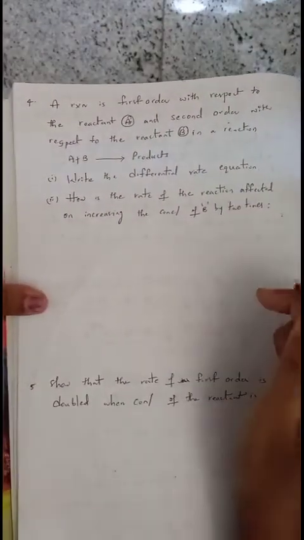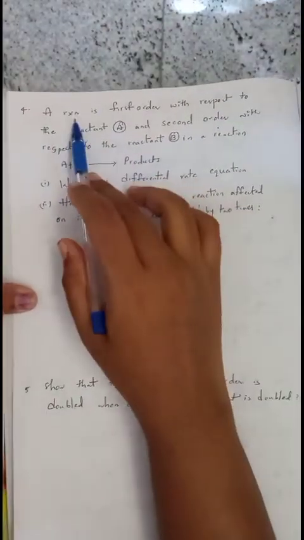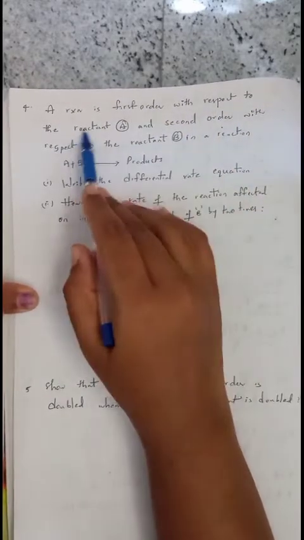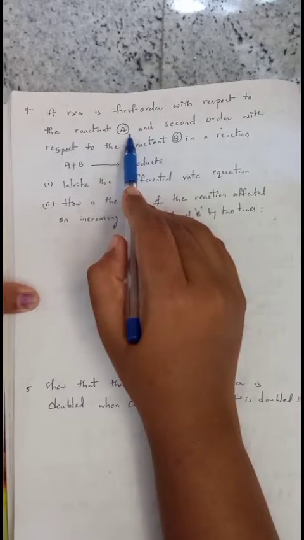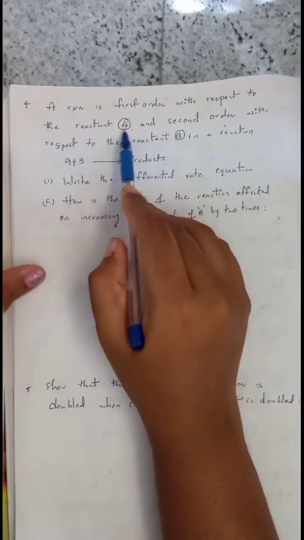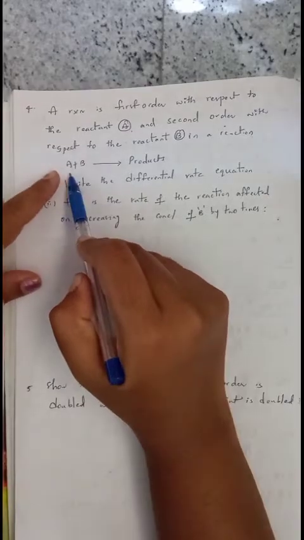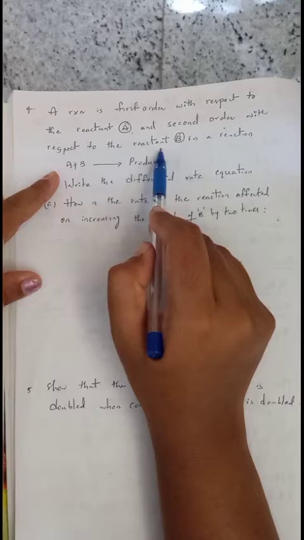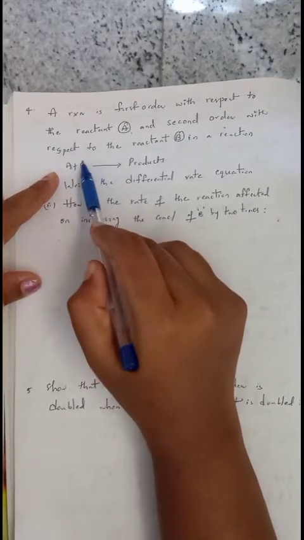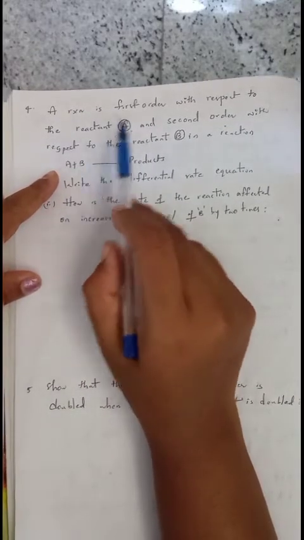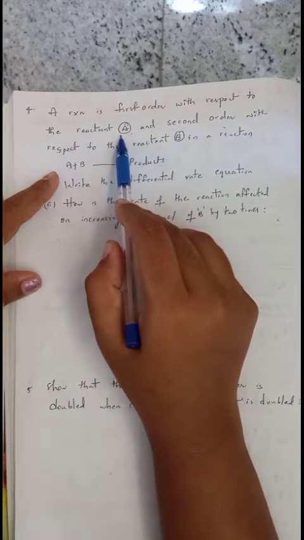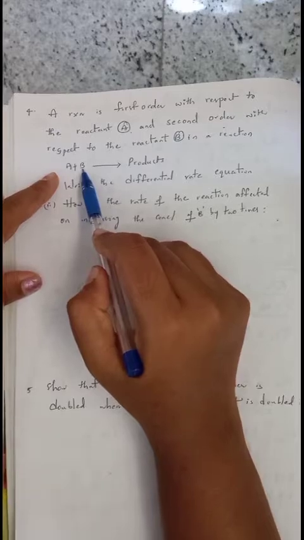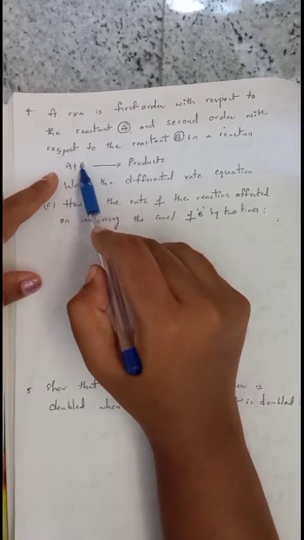Now see one more important question. A reaction is first order with respect to the reactant A. Here they have taken two reactants, A and B. With respect to A, the order of reaction is first, and second order with respect to the reactant B. That means B is in 2 numbers and A is only 1 mole. That's why the order with respect to A is given as first order, and with respect to B as second order, because it is in 2 moles.